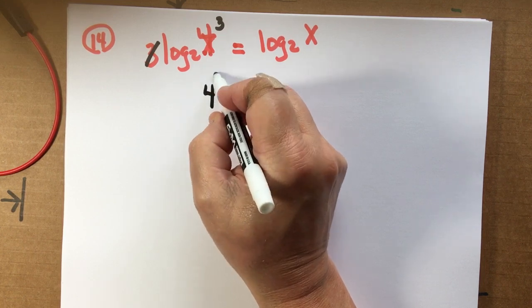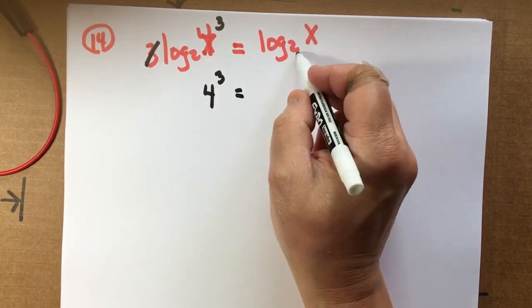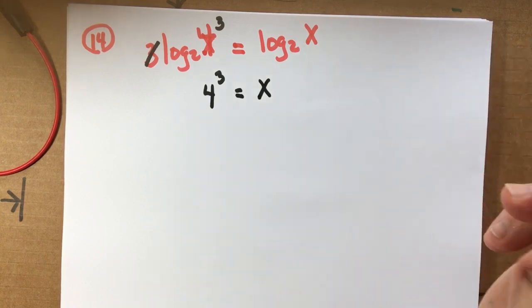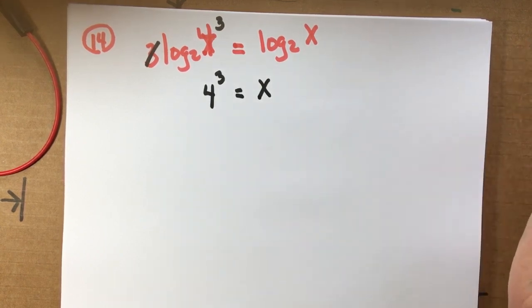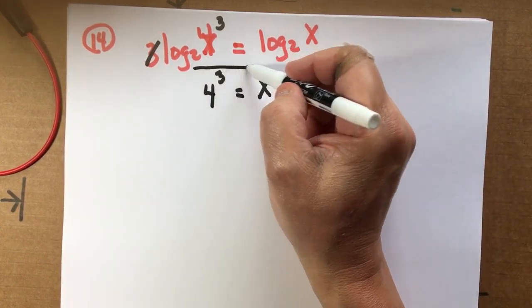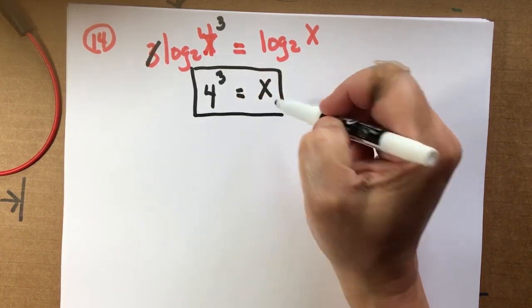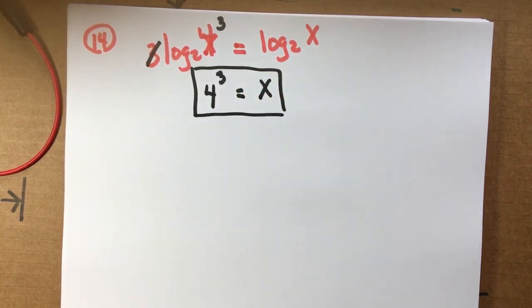4 to the third power is x. Well, you're done. Got x by itself, right? So you're done. x is equal to 4 to the third power. You want to figure out what that is? Fine. You want to leave it like that? It's fine also. You can put 64. Okay.